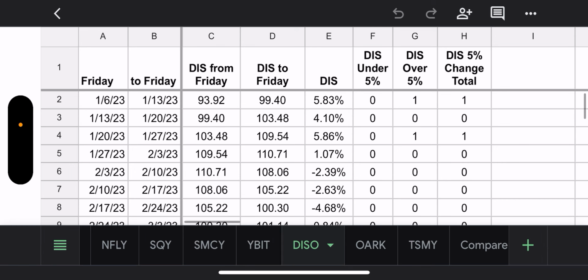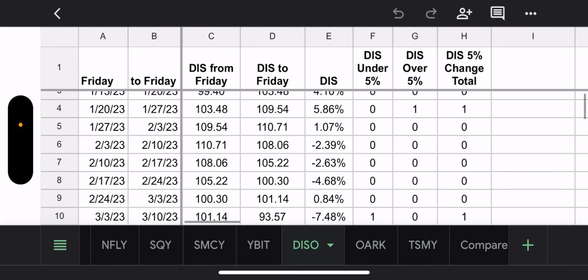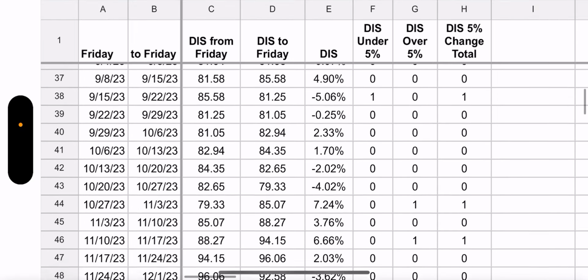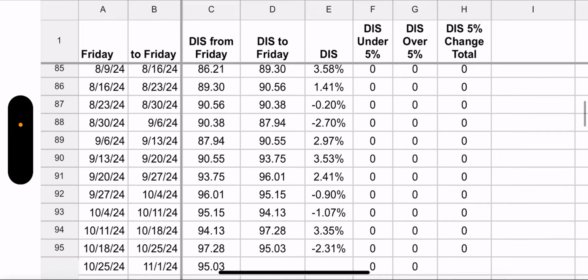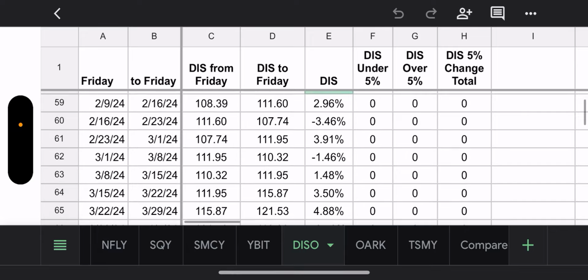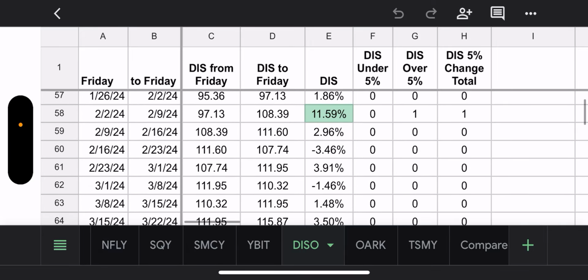Let's take a look at DISO. How many times have they gone up under 10% or over 10% on a weekly basis? Well, if we scroll through, I saw one. Only one time they went above 11%. So this is solid. This is what works for a covered call fund.